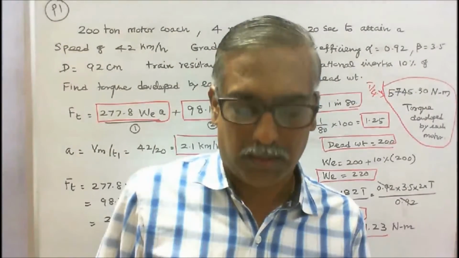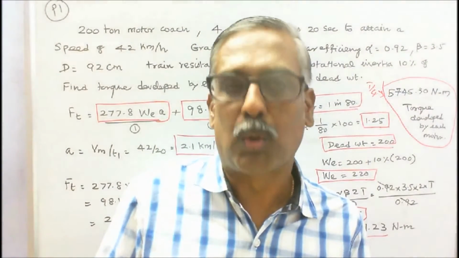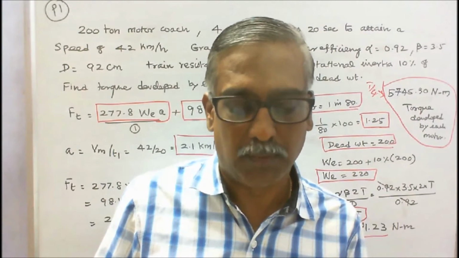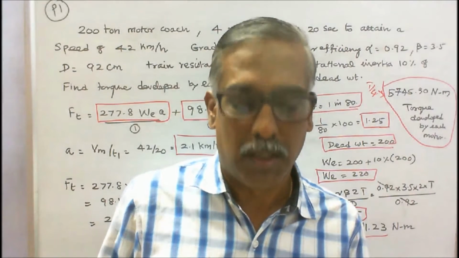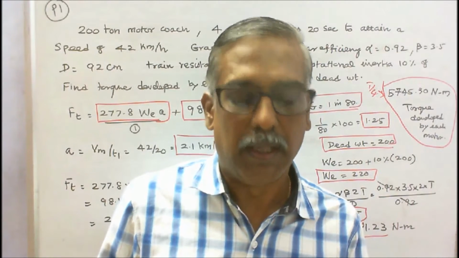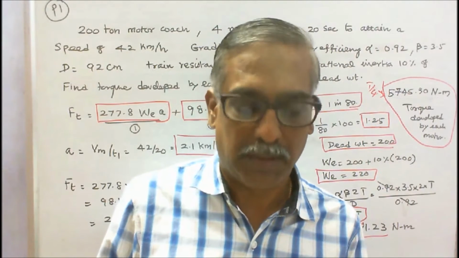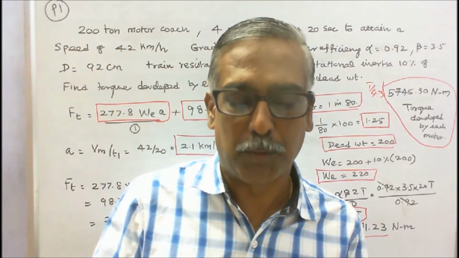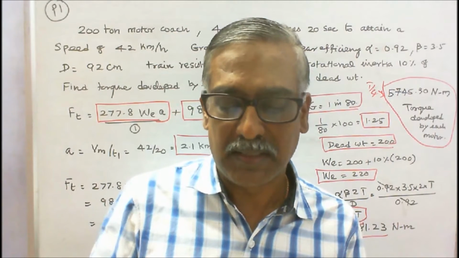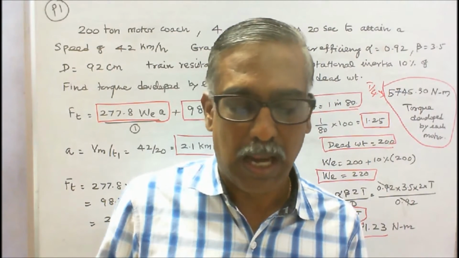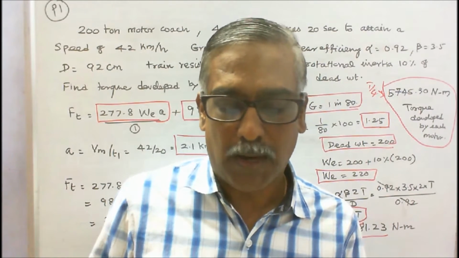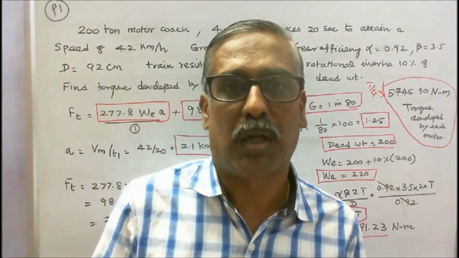Problem number 1. A 200-ton motor coach driven by 4 motors takes 20 seconds to attain a speed of 42 km per hour, starting from rest on an ascending gradient of 1 in 80. The gear ratio is 3.5, gear efficiency is equal to 92%, wheel diameter is equal to 92 cm, train resistance is equal to 40 Newton per ton, and rotational inertia is 10% of the dead weight. Find the torque developed by each motor.